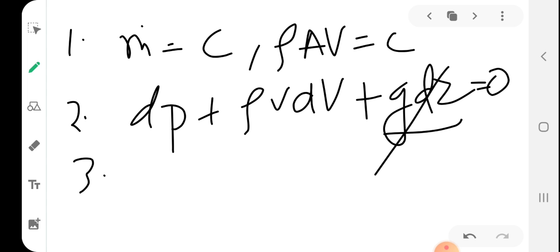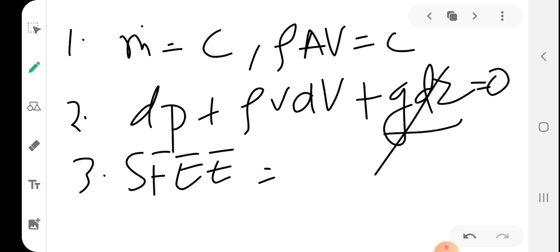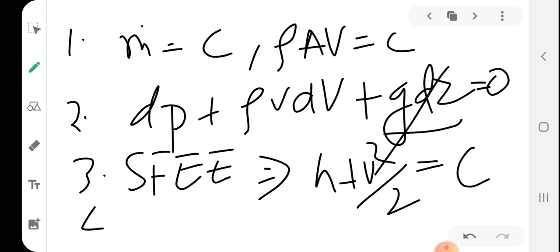Third one, the steady flow energy equation, SFEE. You have learned it is nothing but h plus V square by 2 equal to constant. The fourth one is entropy. Here it is assumed to be isentropic flow, which means entropy is constant. So these are the four different governing equations. They seem very simple to you because we have made a lot of assumptions. That is why these equations have been simplified to this extent.